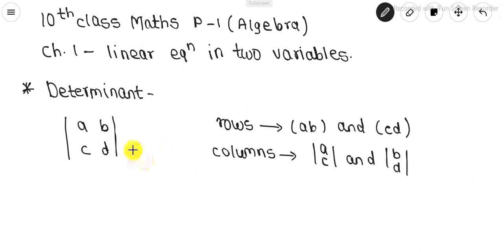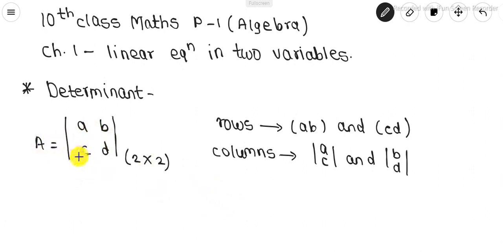Now the degree of determinant is 2, because the first represents the number of rows and the second represents the number of columns. This is the degree of the given determinant, because the determinant consists of two rows and two columns. Now we have to find out the value of the determinant. One thing keep in mind, that the determinant is always represented by capital letters, that is capital A, capital B, C, D, etc. Now this is the determinant.